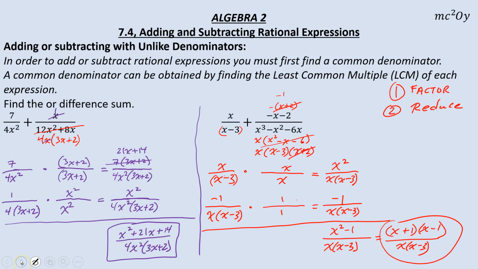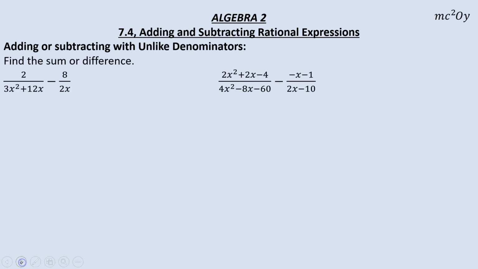Okay, well, let's go ahead and move on to the next one there. All right, find the sum or difference. So we have 2 over 3x squared plus 12x, and 8 over 2x. So let's start. Remember, we'll factor first and then reduce if we can. Okay, so factor 3x squared and 12x. Well, it looks like 3x goes into both of those. 3x times what is 3x squared? That's x. 3x times what is 12x? That is 4. Okay, so we get 3x plus 4.